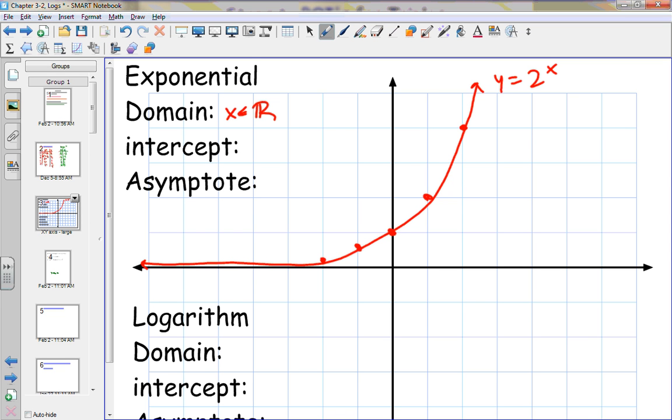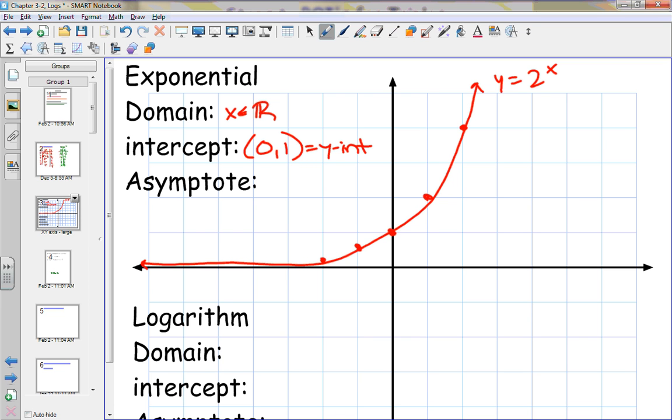Now, the intercept. The intercept is going to be what? 0, 1. Well, what type of an intercept is 0, 1? This is a y-intercept. Okay? Then, the asymptote.